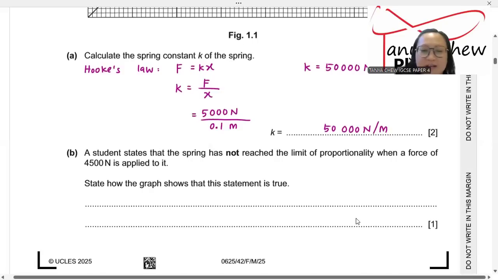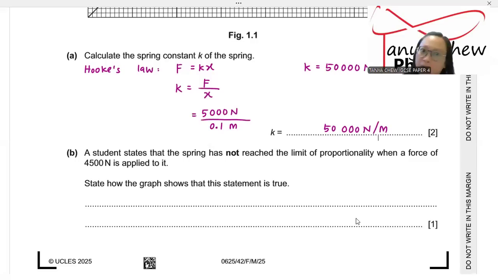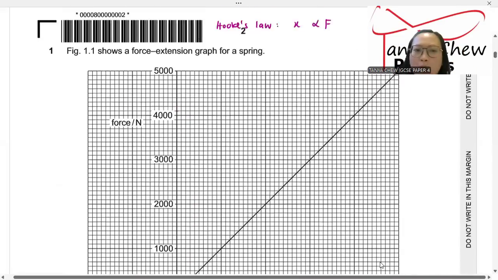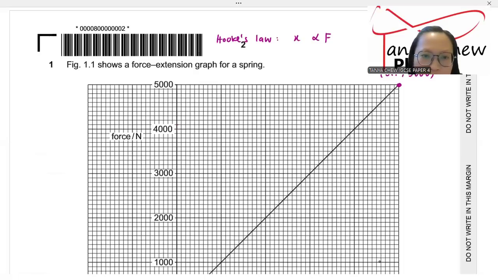B, a student states that the spring has not reached the limit of proportionality when a force of 4,500 N is applied to it. State how the graph shows that this statement is true. So when you look at the graph, where is our 4,500 N? This is it: 1, 2, 3, 4, 5. This is the 4,500 N.